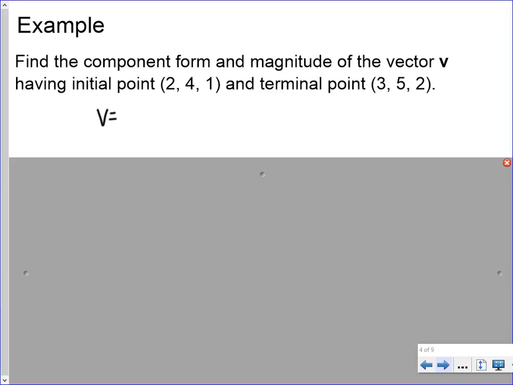Okay, so I'm going to show my work because this is my notes, of course. And I'm going to go from the terminal to the initial. So I'm going to do 3 minus 2, 5 minus 4, 2 minus 1, which leaves me with 1, 1, 1 for my component form. What else does that question ask you to do? Find the magnitude. So calculate the magnitude from your component form.